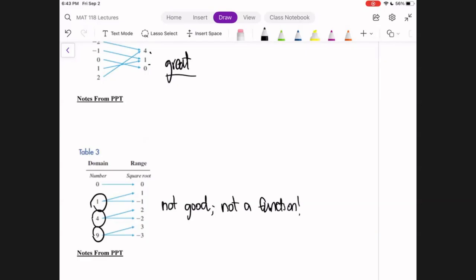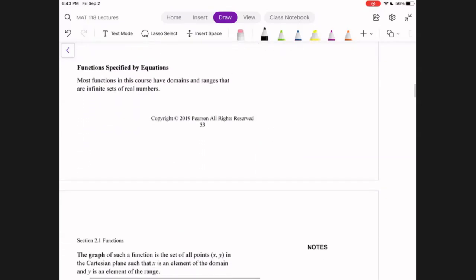Because the domain pieces are repeating. Okay, so 1 is being sent to -1 and 1 is being sent to -1. 4 is being sent to 2 and 4 is being sent to -2. So that's why they're not a function. Not an example of a function.